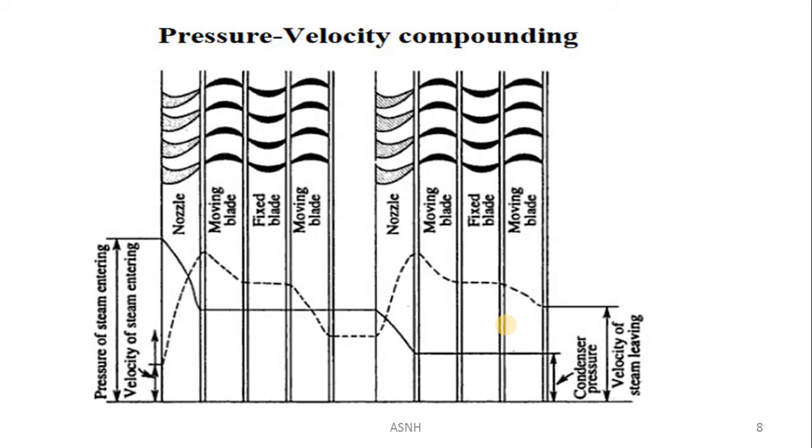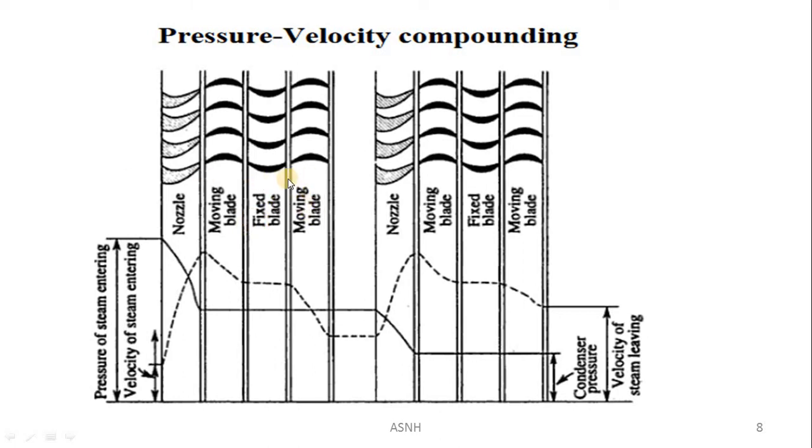Now the next important one is the combination of both, that is pressure as well as velocity compounding. So students, here you will get an idea. Here we get the combination of pressure as well as velocity compounding. This is the first stage and this is the second stage. Here we consider the two-stage condition for reducing the pressure as well as velocity. So in the first set there is only one nozzle, one moving blade, a fixed blade, and again a second moving blade.